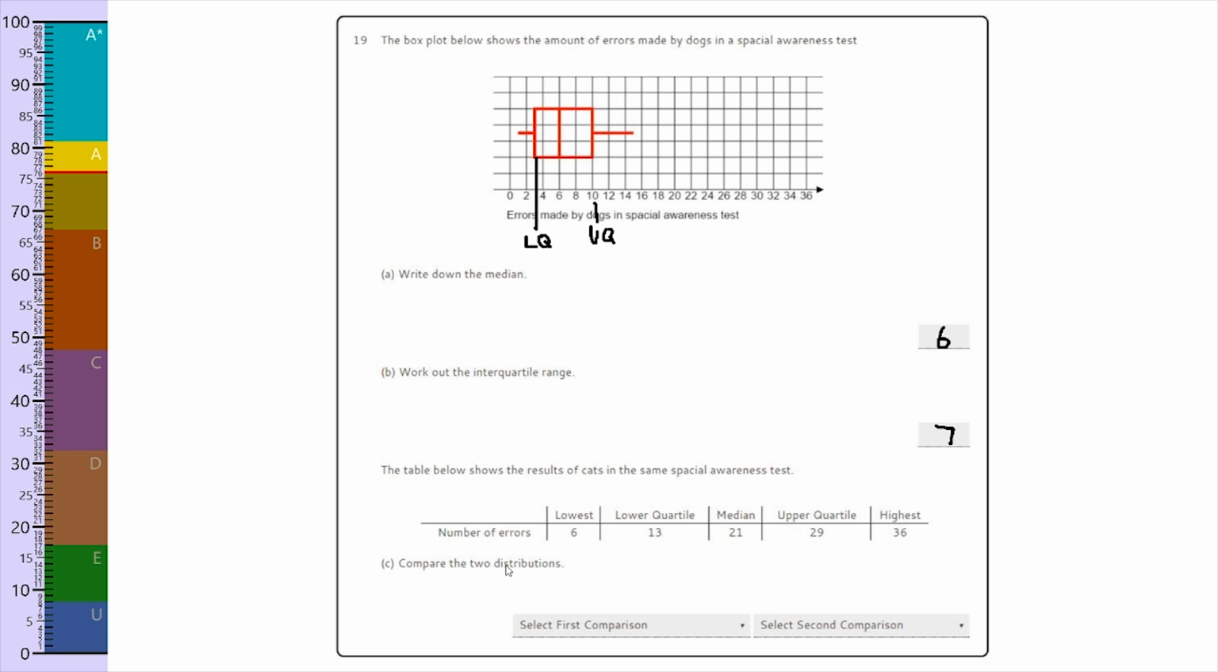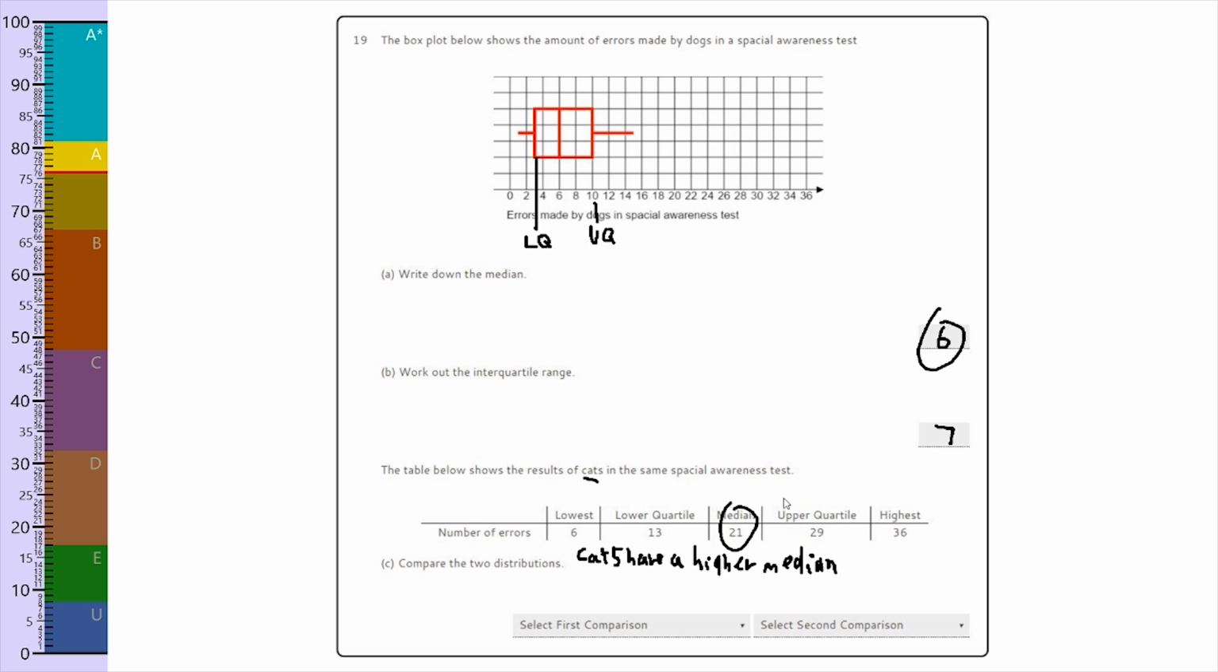Okay, now it says compare the two distributions. First thing you need to compare is the median. So the median is 21 on that one and 6 on that. So you need to say that, what is this, cats? Cats have a higher median. And actually use the numbers. I can't be bothered to write them down now, but use the numbers. So say because cat's got 21 and dog's got 6.